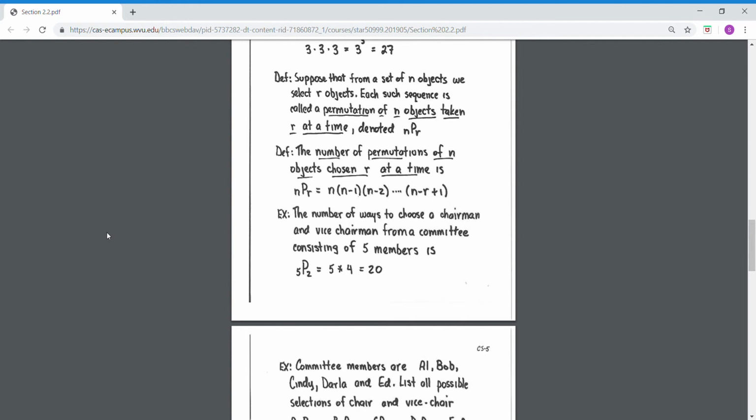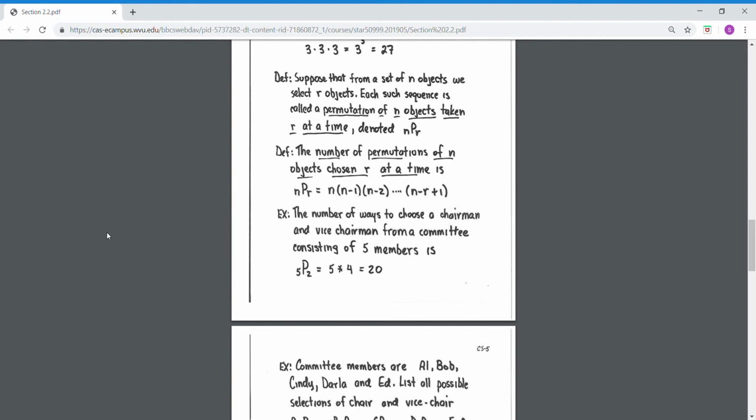Definition. The number of permutations of n objects chosen R at a time is n permutate R equals n times n minus 1 times n minus 2 times ... times n minus r plus 1. For example, the number of ways to choose a chairman and a vice chairman from a committee consisting of 5 members is 5 permutate 2, which would equal 5 times 4, which would equal 20.